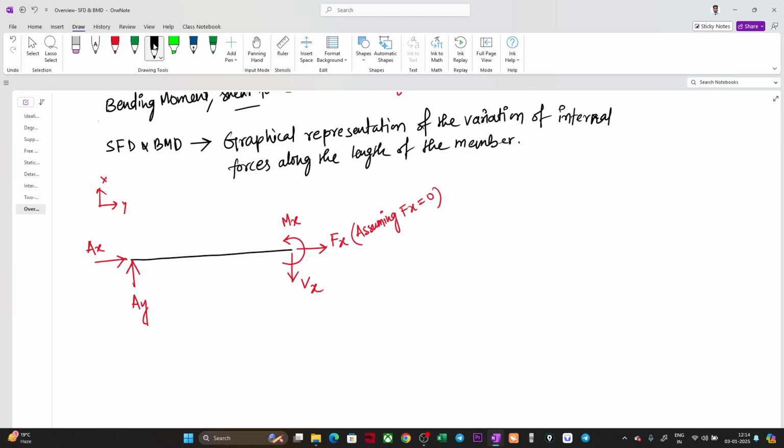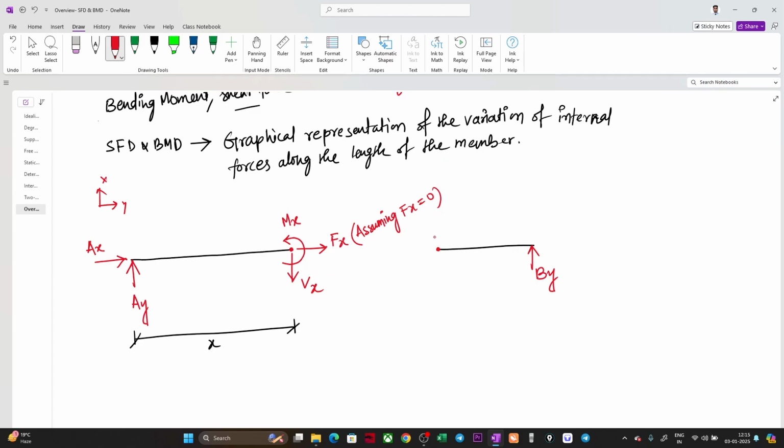Okay, fine. Similarly, if we cut the other part, this is the length up to x, the rest of the part. We had a roller support, so only a vertical reaction we will get, suppose this is By. And here we remember the internal forces. When we cut a section we'll get internal forces at this point and at this point, to establish the equilibrium, because if you want the structure to be stable we need to establish equilibrium. In this case the forces will be equal and opposite to each other, right?